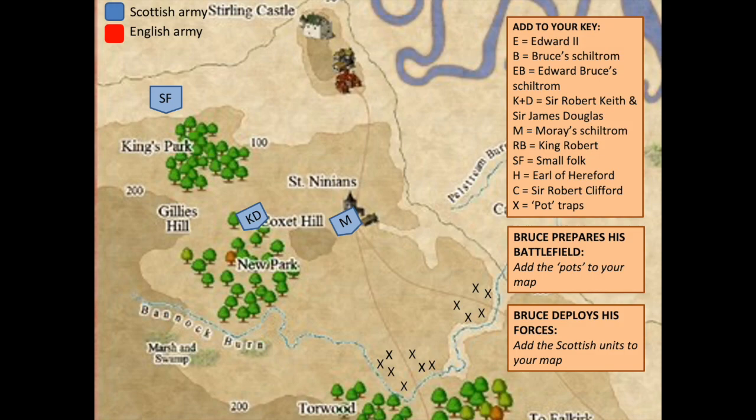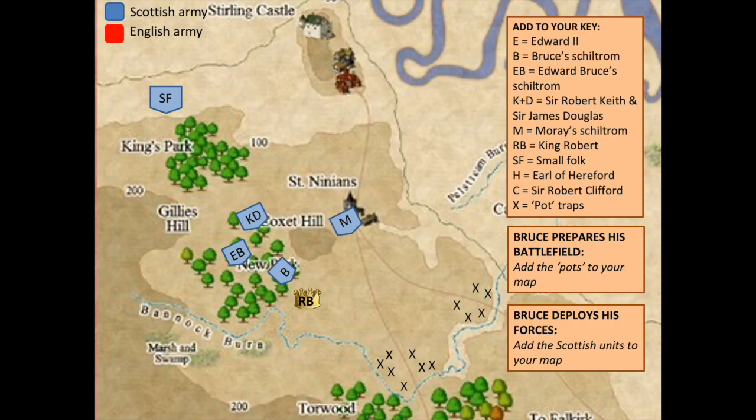Sir Robert Keith and Sir James Douglas, Scotland's rapid reaction force during this battle, are held just behind Coxet Hill, where they can rush out and deal with any developing situations. Edward Bruce has a schiltron of soldiers hidden in the New Park, away from prying English eyes and English arrows, as does Bruce himself.